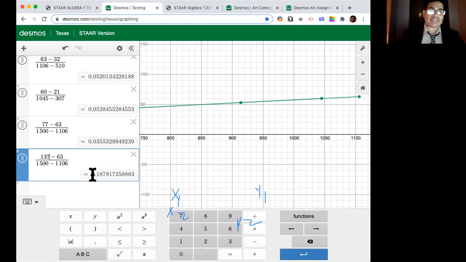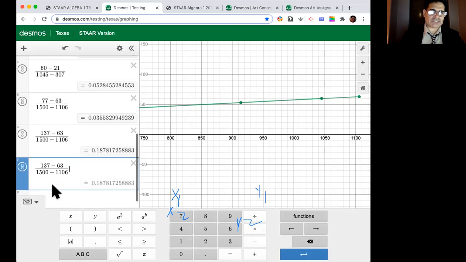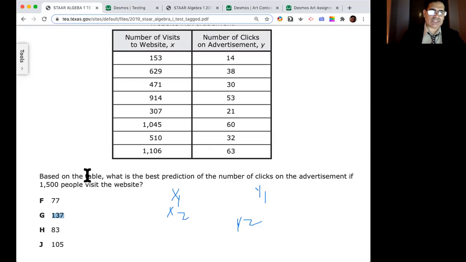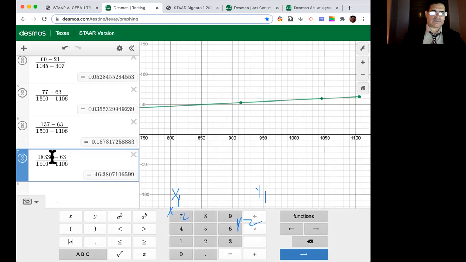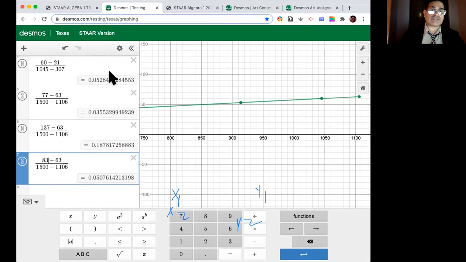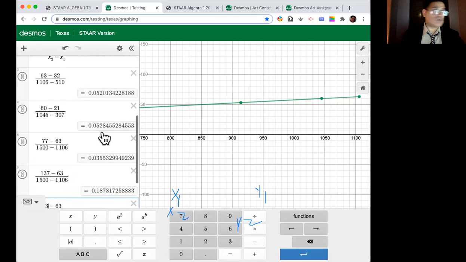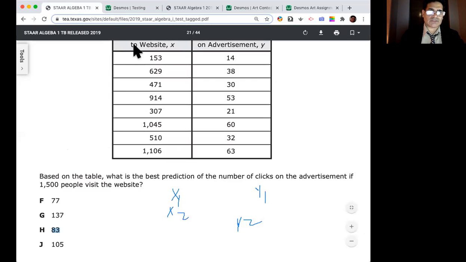And that gives us 0.18. So that's far away from our 0.05. Let's continue on. Pretty much the same number, but we're going to go down the list, and we've got 83. I'm going to plug that in. And we get 0.05. Okay, that's looking good. 0.050. These are 0.052. Okay, so let's try the last one, see if we get a little closer. And the last one is 105.